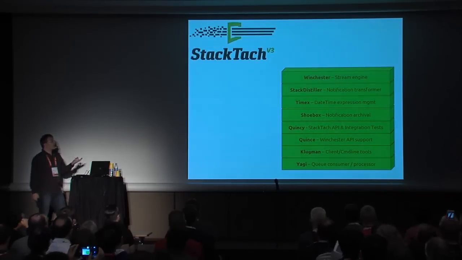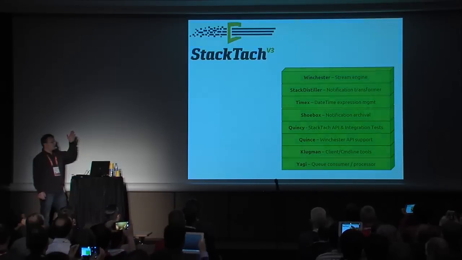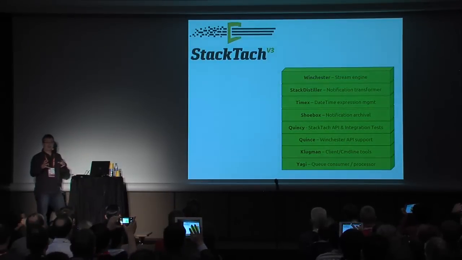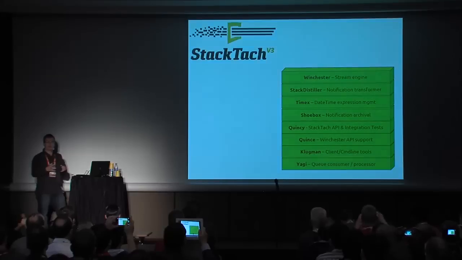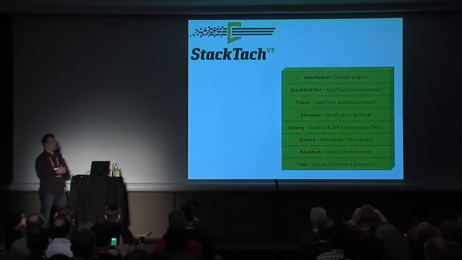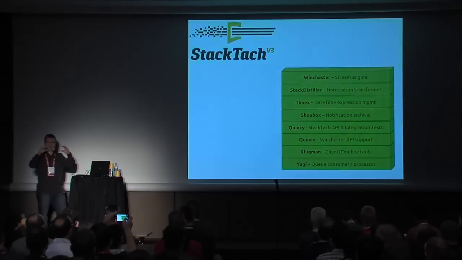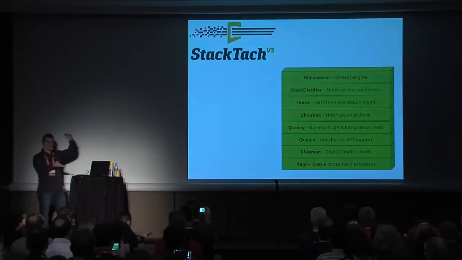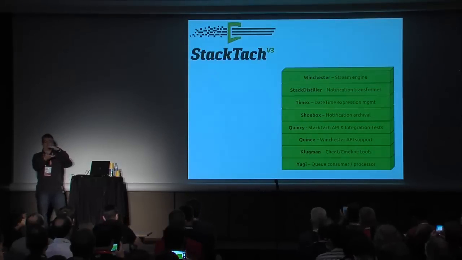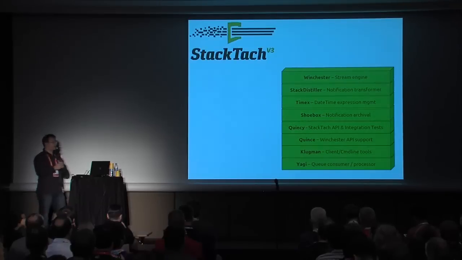So for StackTach version 3, it's a complete rewrite. We don't have the funky UI that we do in the previous versions, but we've got a really solid engine and a very generic architecture. And it's made to scale up. So we've got Winchester, which is our actual stream engine that takes these events and works on them in a real-time stream. Stack Distiller takes that big JSON payload, compresses it down into something that's manageable as a flat key value pair dictionary, and then you can work on that a lot easier. So it gives you a unified view of the world.